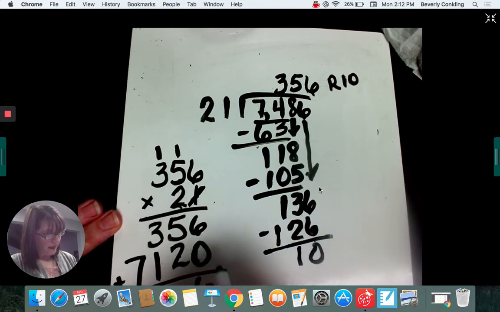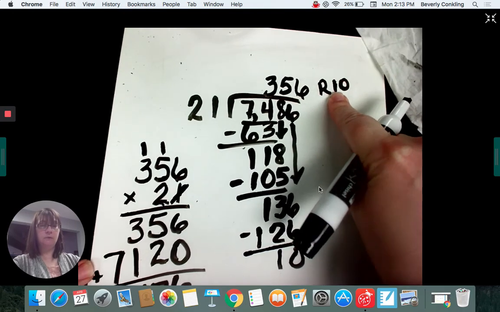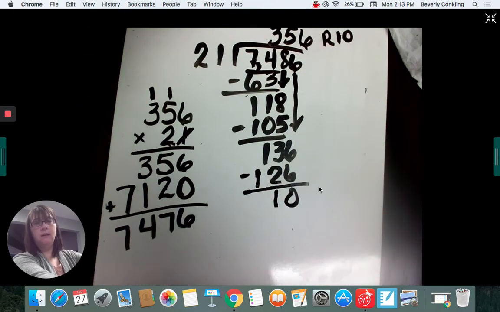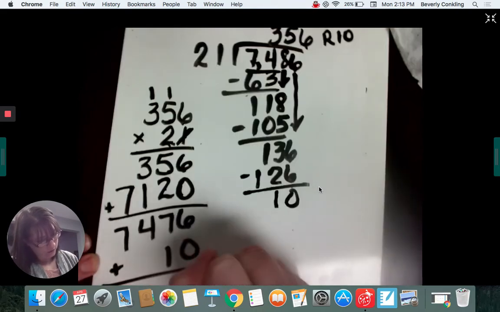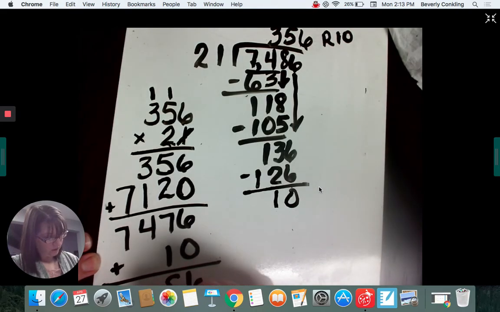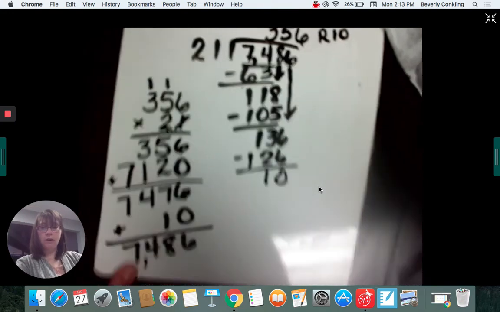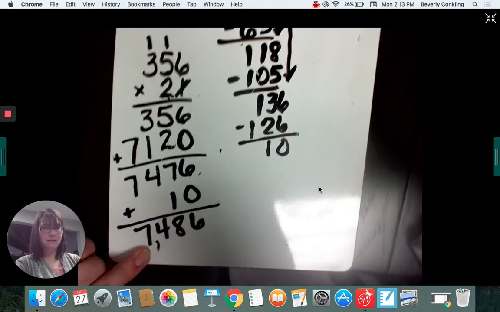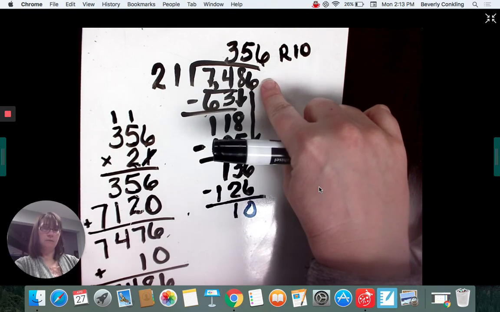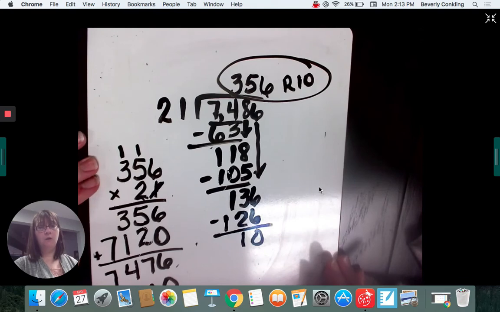So I'm going to add these. And I add, oops, let me move this up here so you can see what I did. And I need to add my remainder onto my answer. So 7,486, and that's what I started with in my dividend, 7,486. So I know this is my correct answer.